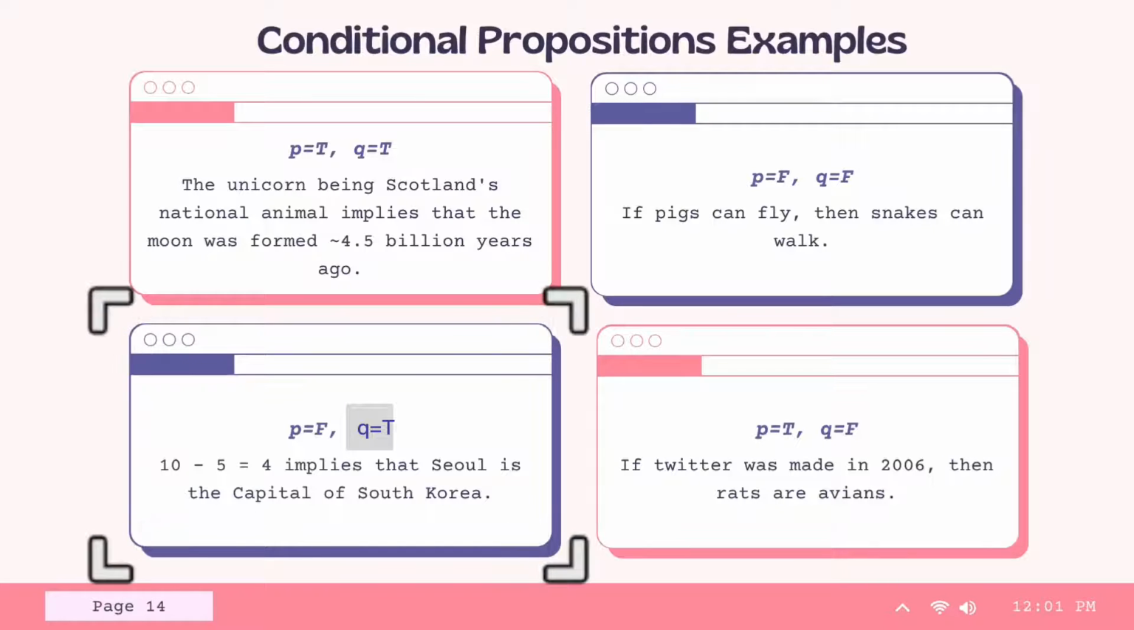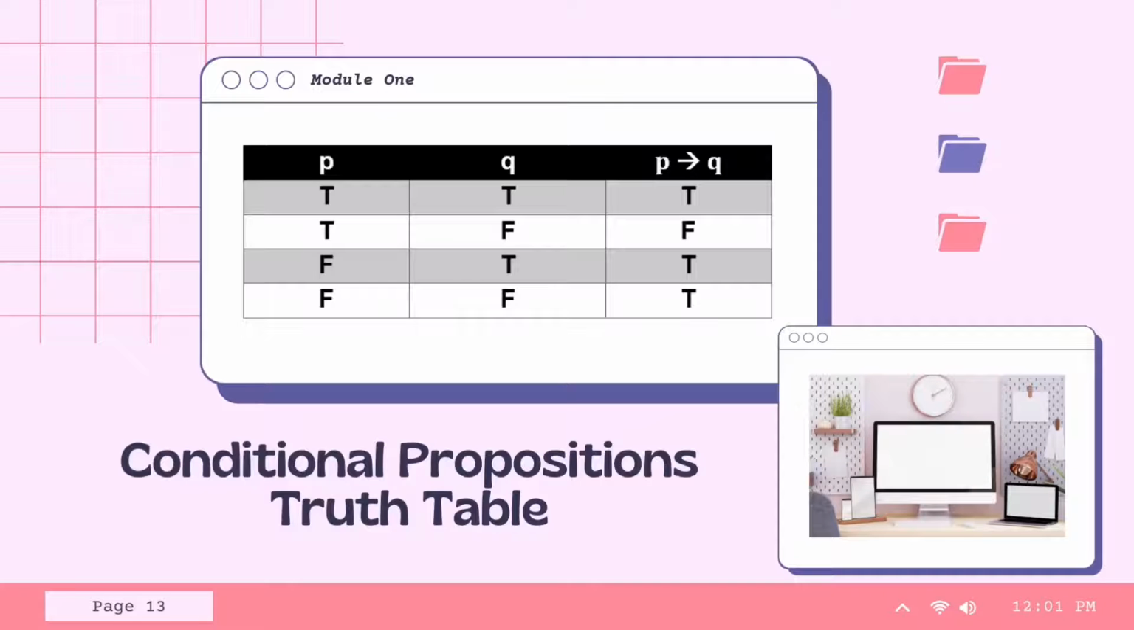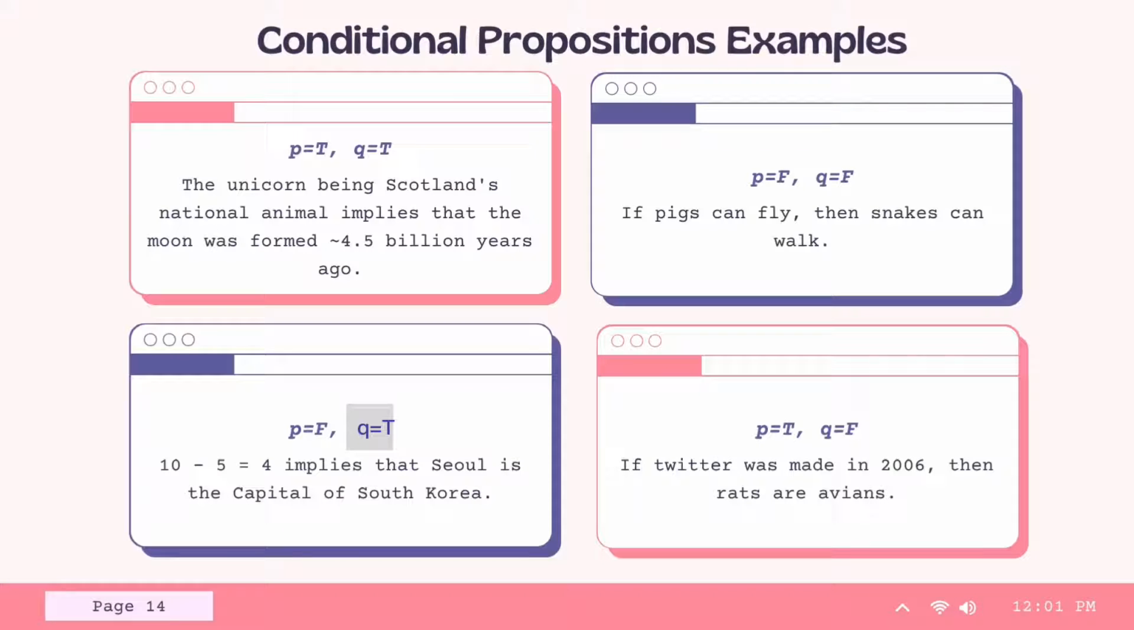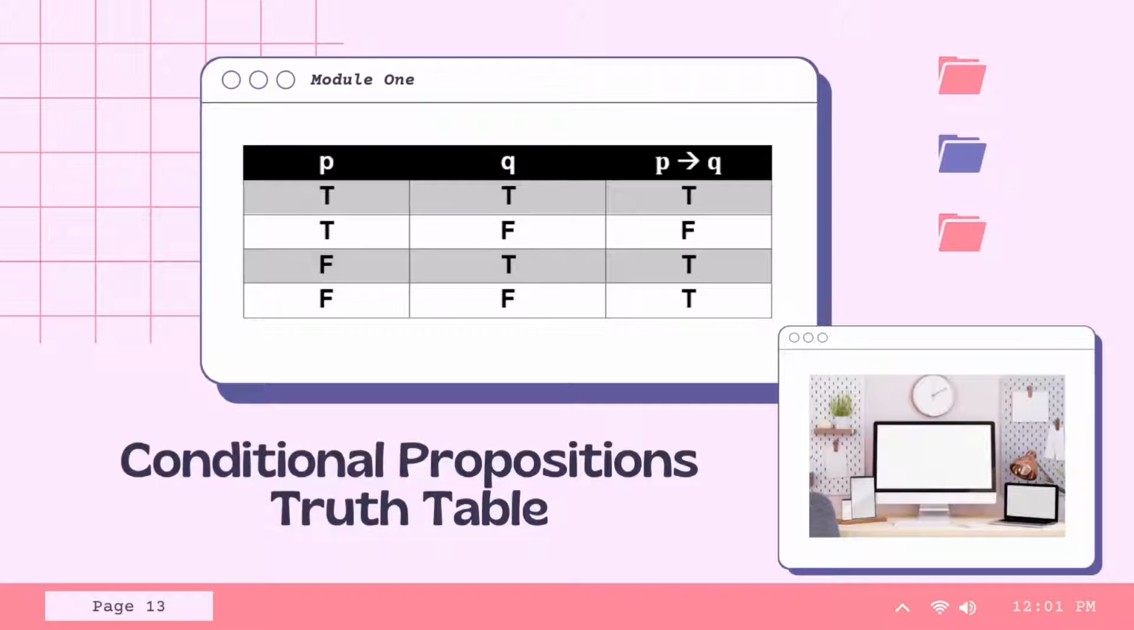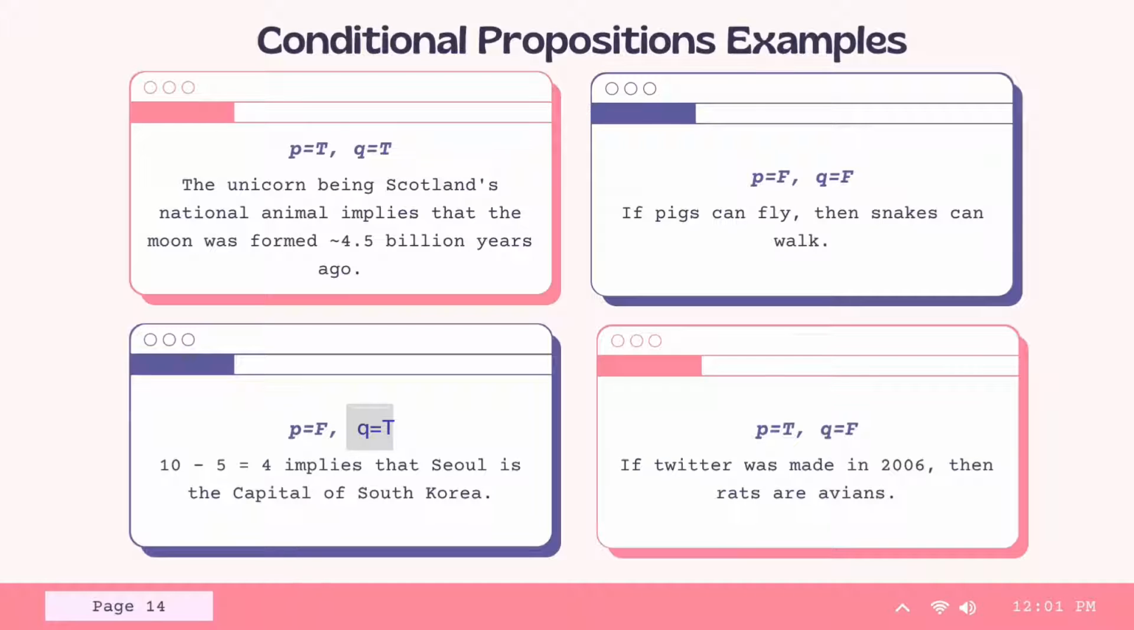It having P be false and Q be true has a truthful truth value as well. However, the last example, which reads, "If Twitter was made in 2006, then rats are avians," indicates a false proposition. If we refer back to the truth table, this is deemed so. Essentially, all you need to do to identify the truth value of a conditional proposition is to always refer back to the table and know which one of the simple propositions in the statements are factual or false.